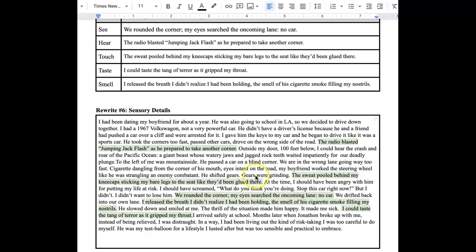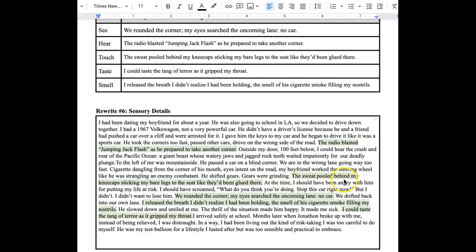His shifted gears were grinding. The sweat pooled behind my kneecap, sticking my bare legs to the seat like they'd been glued there. This is the climax of my story, and I really thought that illustrated, it showed, not told, how nervous I was in that moment.